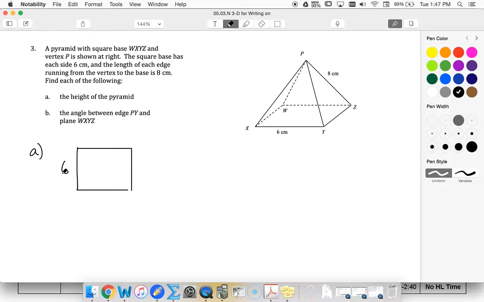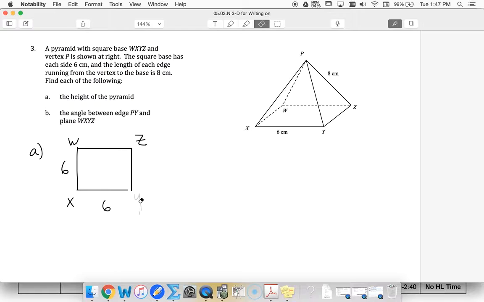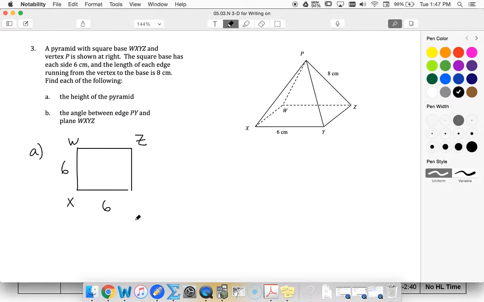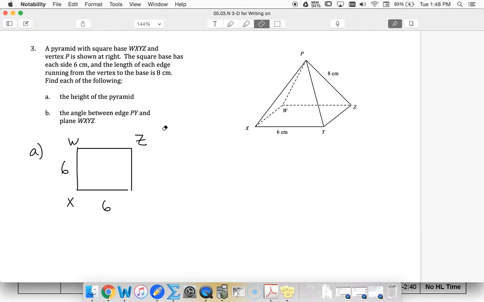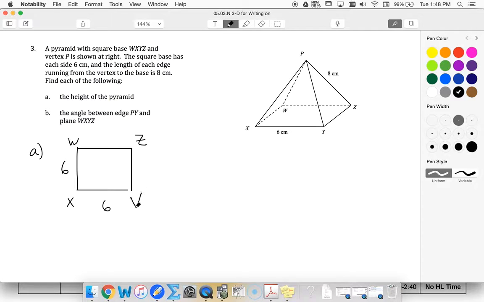So that's almost square-like, 6 by 6. I'm going to label it W, X, Y, Z. Make that look a little bit more like a Y. Maybe I can make that look more like a Y. All right. So we know inside of squares we have right angles.